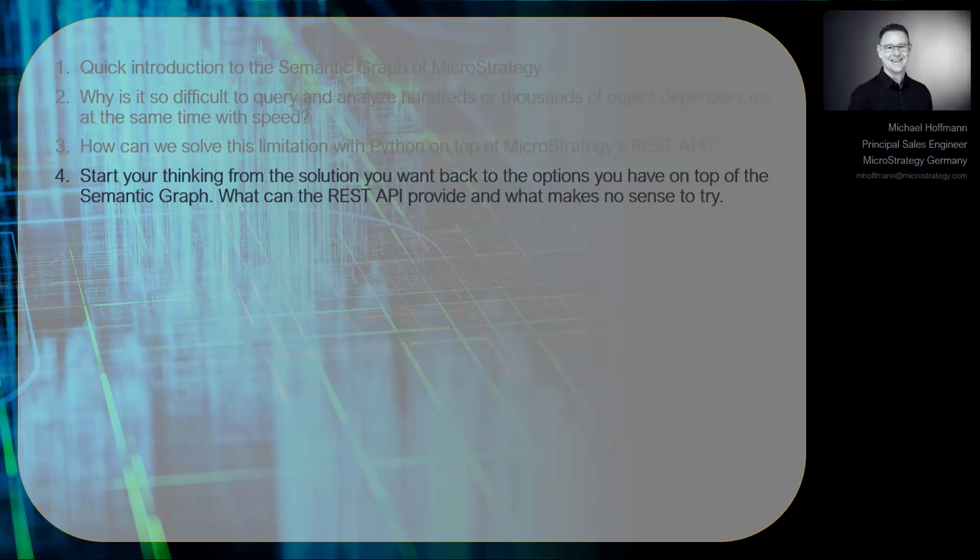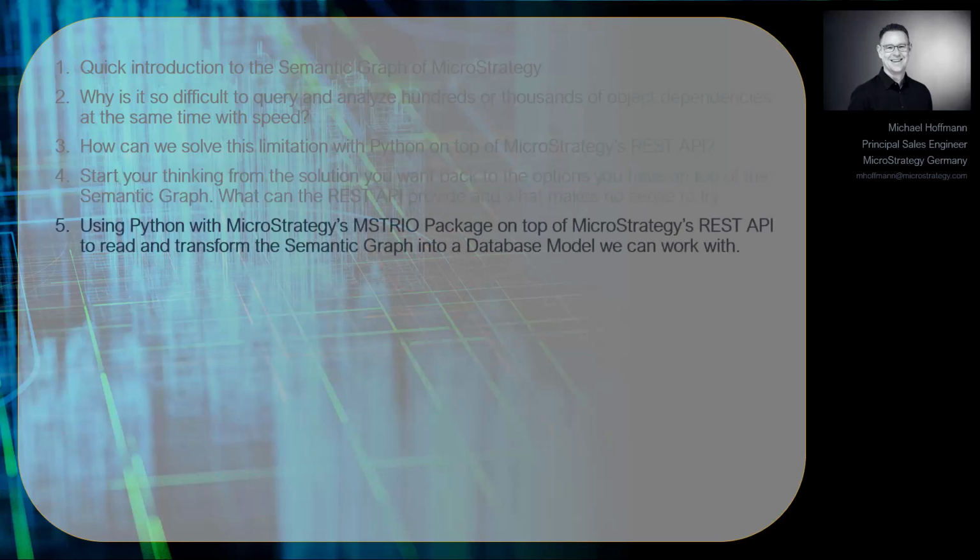Use the REST API only in order to collect the basic objects and their dependencies you would like to analyze later, and then do the rest with Python. Do all the transformations and all the preparations and the creation of all the data that is needed to populate your warehouse. Okay. Good. As I mentioned so far, we're using Python with the MicroStrategy IO package.